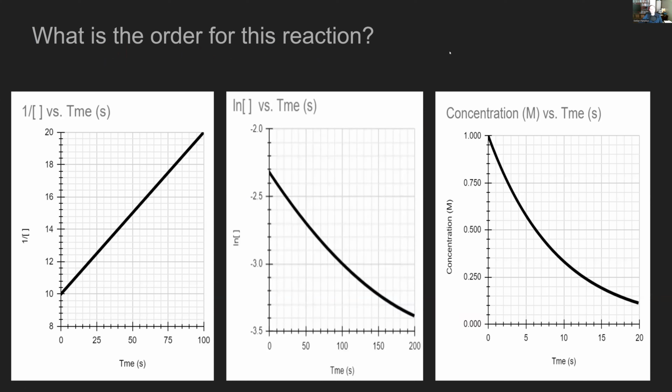So here's some practice time. This one you don't need to pause for, I hope. Take 10 seconds, figure out what order of reaction this one is going to be. This is a second order rate law because this is 1 over the concentration over time. And that's where you got the straight line. These other two, while this graph over here of concentration versus time might be useful, the natural log graph is actually not useful at all.